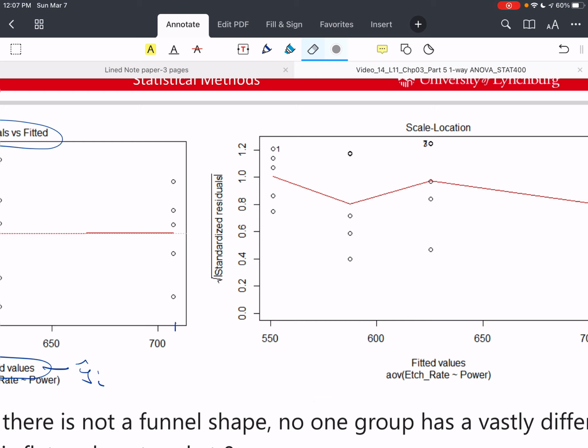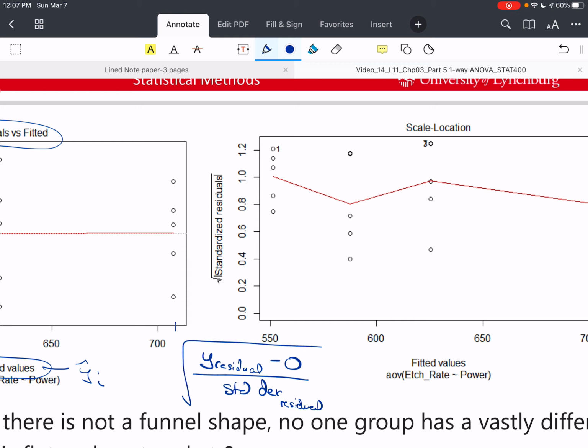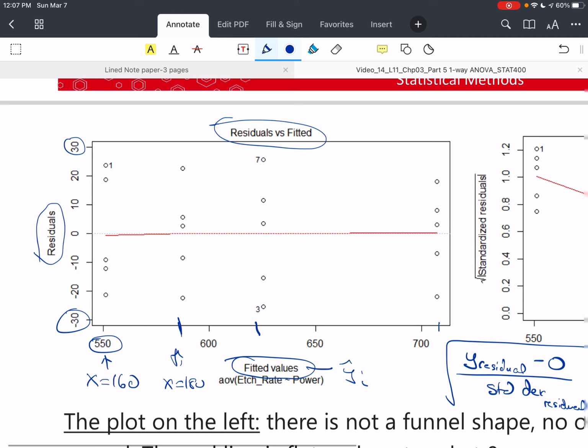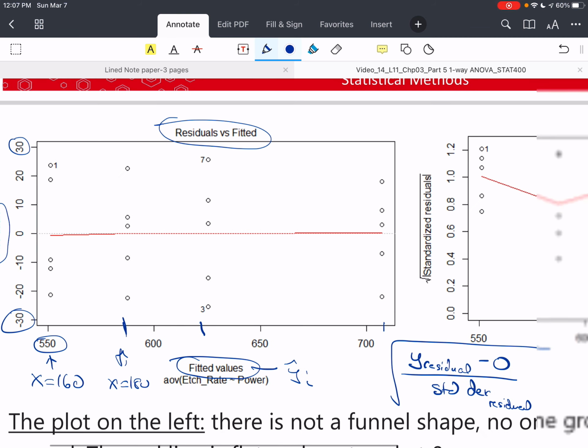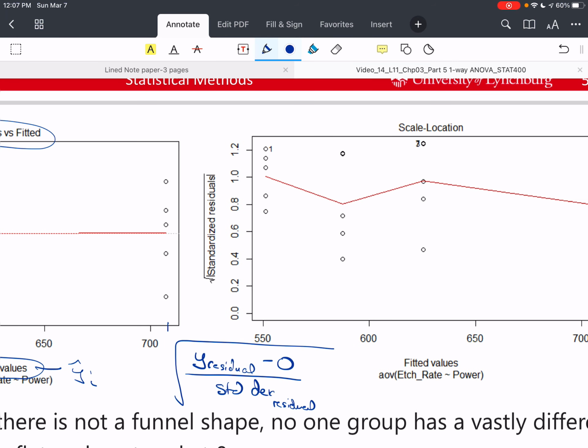And so the mean is 0, so what we've done is we've taken the residual minus 0 divided by the standard deviation of the residuals, okay? And then we've taken the square root of this. And by taking the square root, it exaggerates the difference here. And so what is not easy to see in this chart as a difference between the variations and the location is very easy to see here.